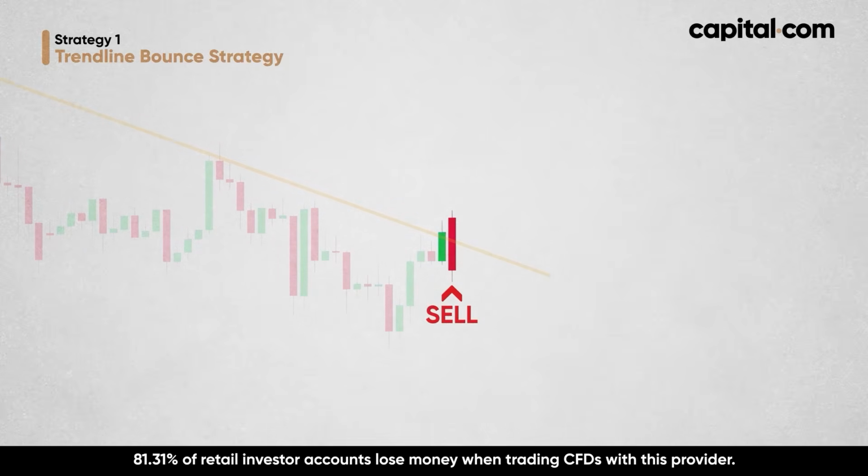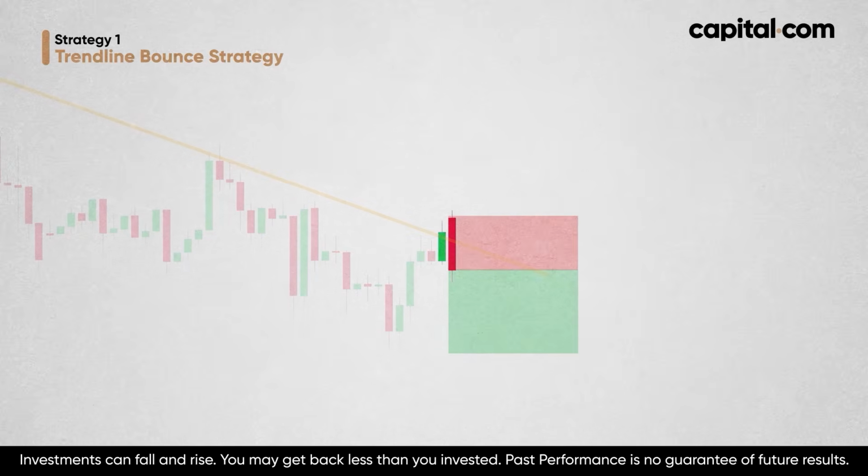For risk management, we place our stop loss slightly above the recent swing high. For our take profit, we target 2 times the size of our stop loss.